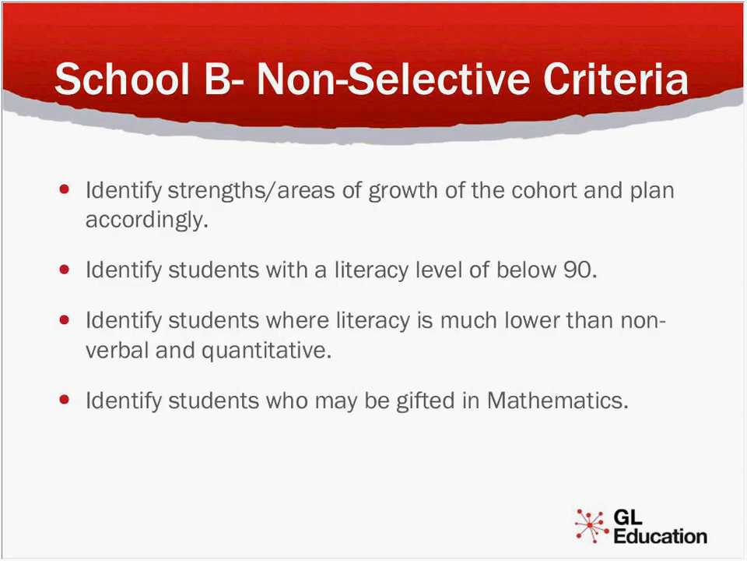At a non-selective or inclusive criteria school, it's more about identifying strengths and areas of growth of the cohort that the student's going into, and planning accordingly to make sure that that student's needs can be met within cohorts. It may be that this placement test will show those students with a literacy level of below 90. So again, the right support can be put in place for students with lower scores.